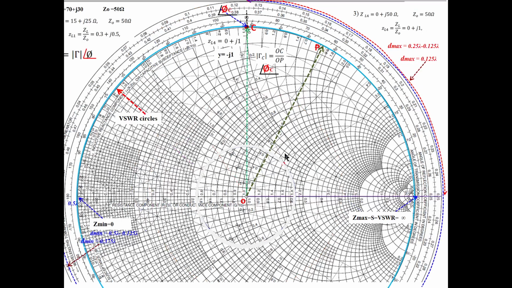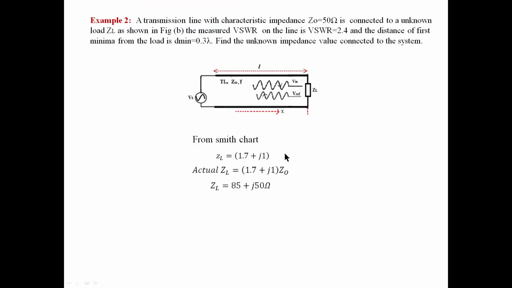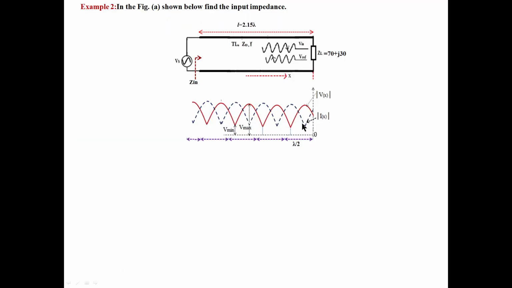See like this. The length of the line may be anything: 2 lambda, 2.5 lambda, 2.15 lambda. See like this, lambda by 2, lambda by 2, lambda by 2. So how many are there? 4 lambda by 2 distances are there. See like this, the distance is 2.15 lambda. 2.15 lambda means like this.